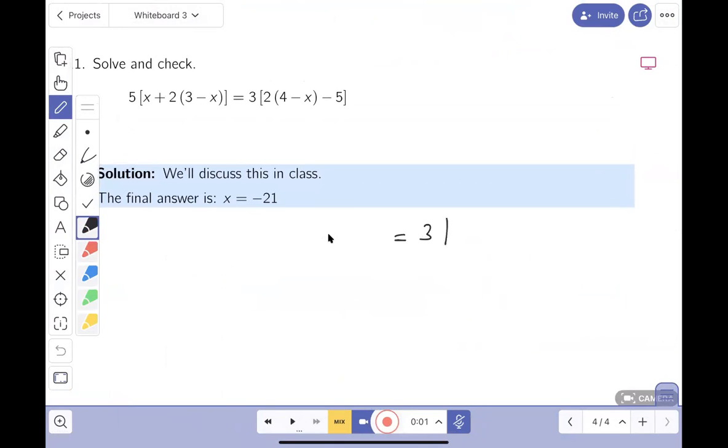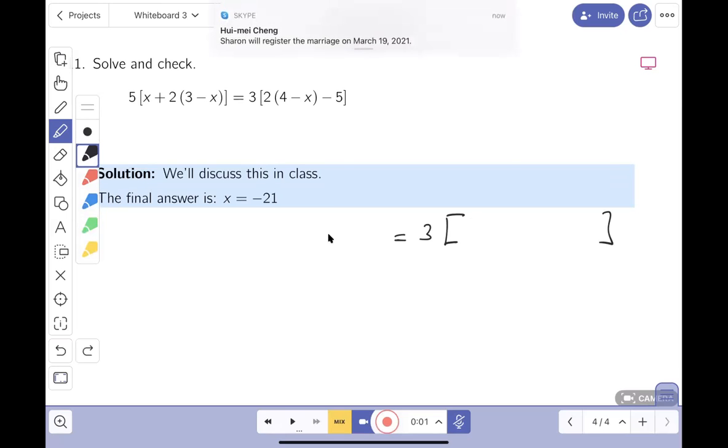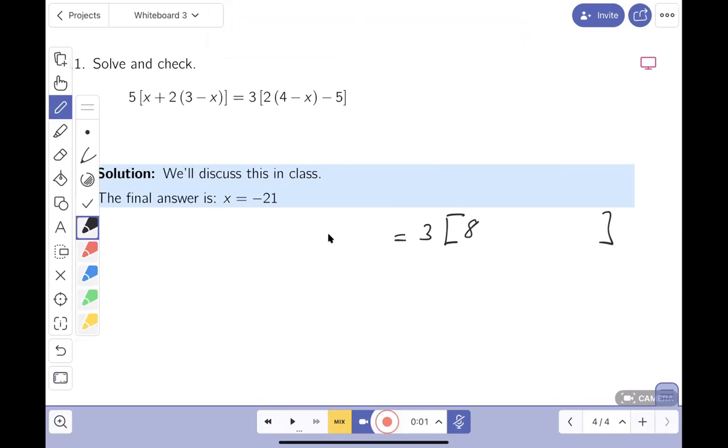I'm working inside the grouping symbol. I know it seems difficult. What do I see in that grouping symbol? I see this. I see 2 times these two terms. 2 times 4 is 8. Whoops, I didn't mean to do that. 2 times 4 is 8. And 2 times minus x is minus 2x, minus 5.